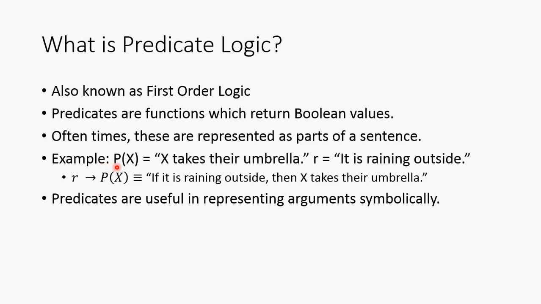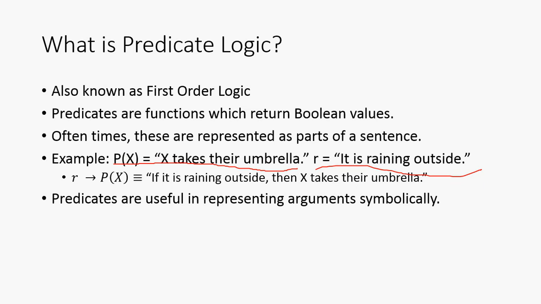So here's a function right here. P of x is going to be equal to x takes their umbrella, and r is equal to it is raining outside. So this first statement right here is our predicate, and this is just a proposition. Notice the difference between the two. A predicate takes in a variable, usually, some sort of parameters, and a proposition just stands on its own.